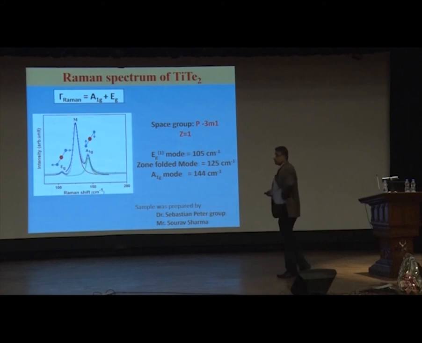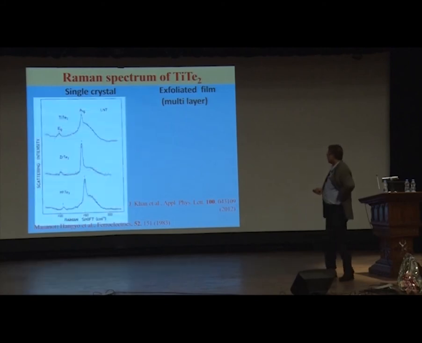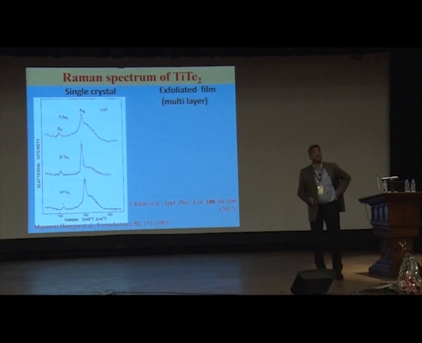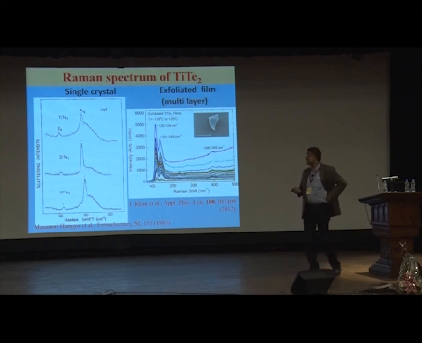Now, when we look at this, we immediately went and looked at the literature, and Raman has been done on titanium telluride before. This is basically a series: hafnium telluride, zirconium telluride, and titanium telluride. And you can see that indeed there is 105 and 144. This is seen in the single crystals which are grown. There are some different peaks around that, which we will not discuss. But interestingly, when you exfoliate films, we see a very interesting behavior: we are not able to see the 105 peak because there is a strong peak around 125, and then the 144 exists, and this is in the exfoliated sample.